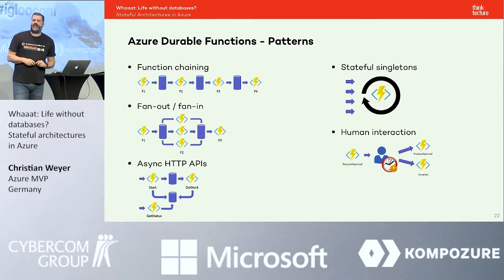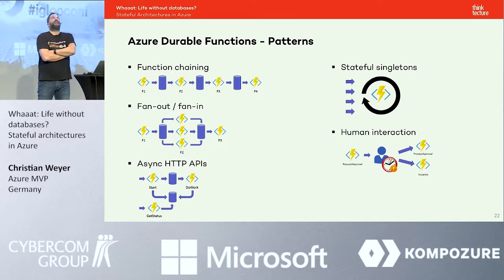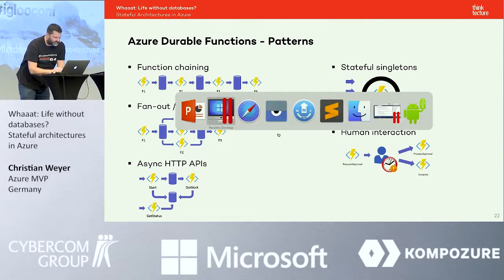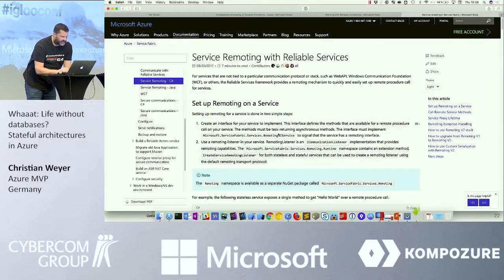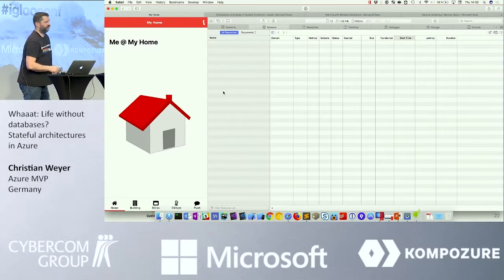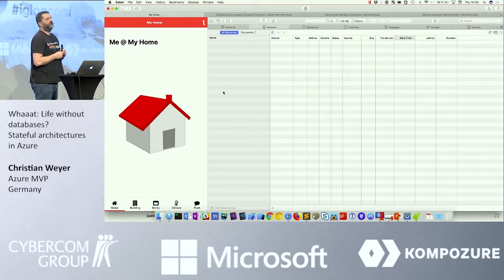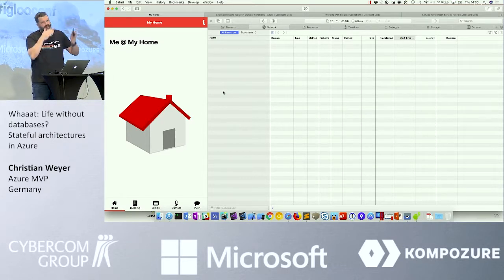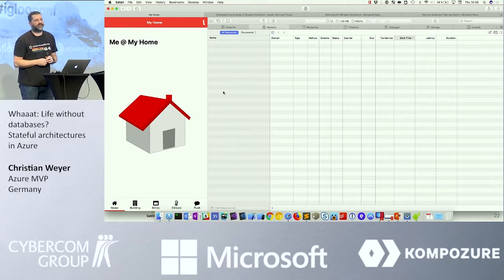Okay, so let's take an example. Let's think about we have a small sample. That sample is maybe a system for home automation. And that is a sample, but it's based on a real proof of concept we did for a customer.